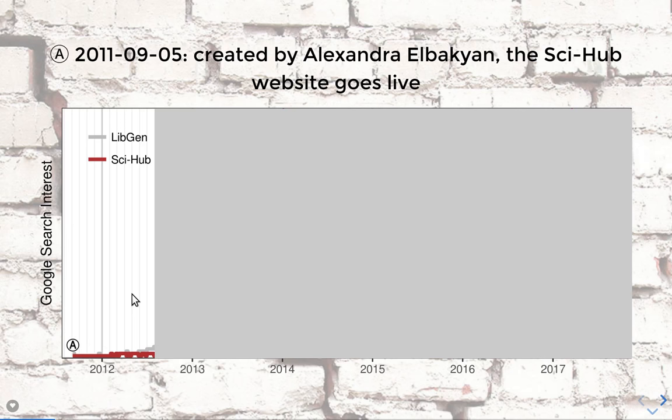There's also another site, or shadow library as it's called, that is LibGen. And LibGen on this plot will be in gray. LibGen also provides access to full texts. They include books, which Sci-Hub does not, but they're more opaque in their operations, and the administrators don't speak publicly or reveal their identities, whereas Alexandra Elbakyan has been very forward in discussing her role in Sci-Hub, Sci-Hub's vision, and trying to advertise it and get it out there.